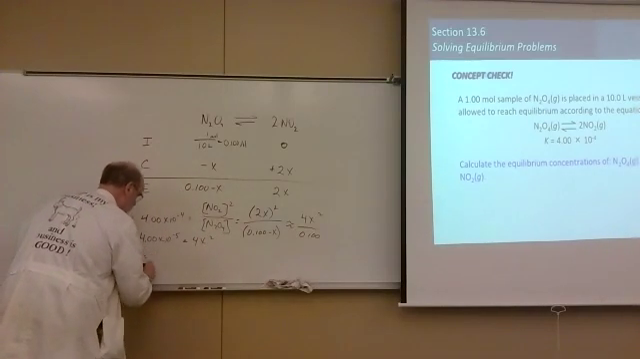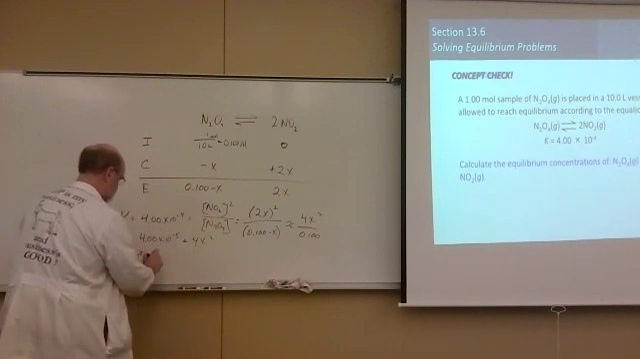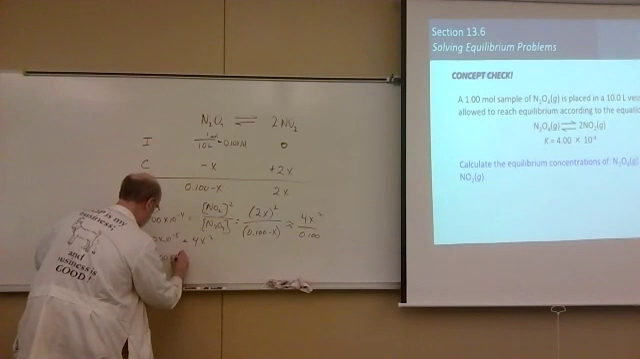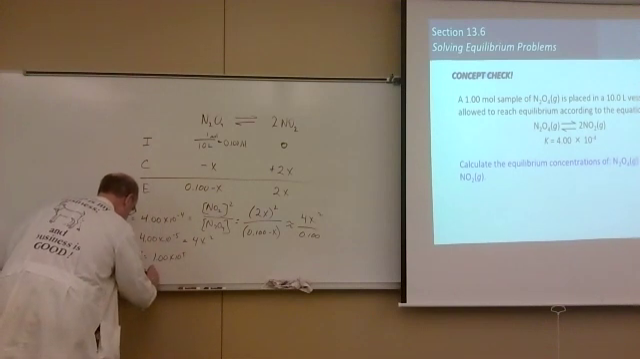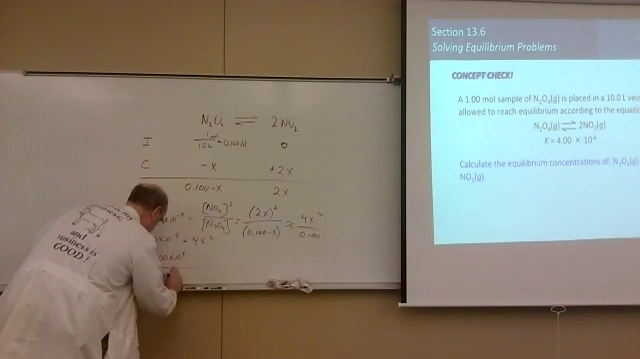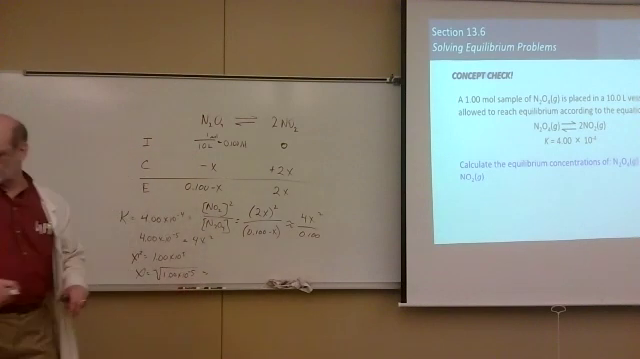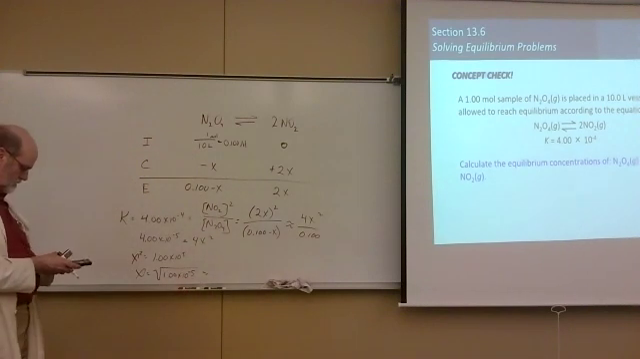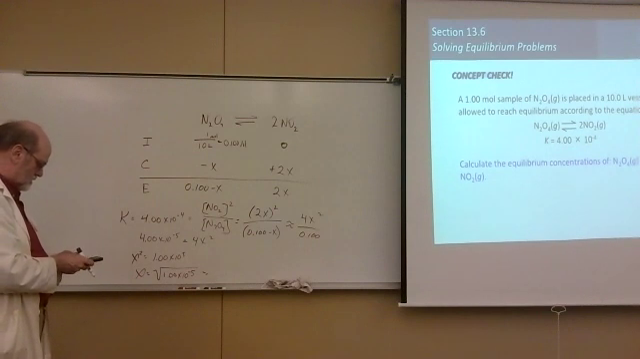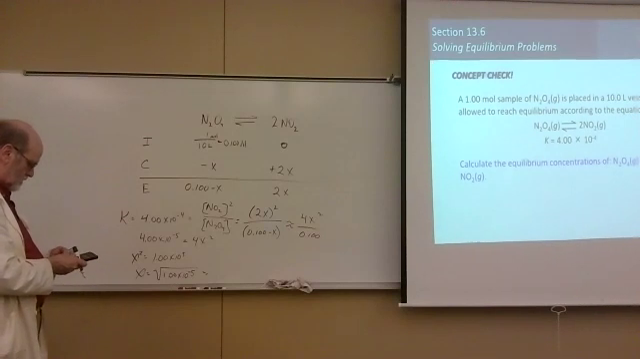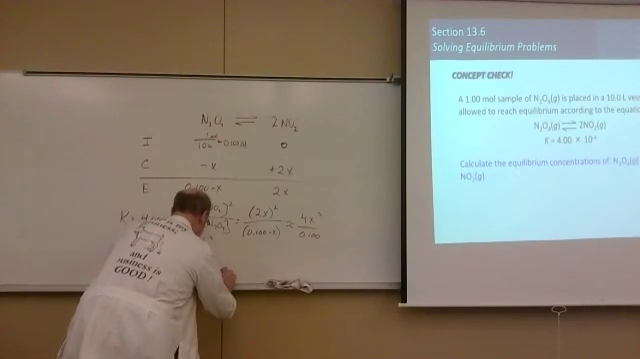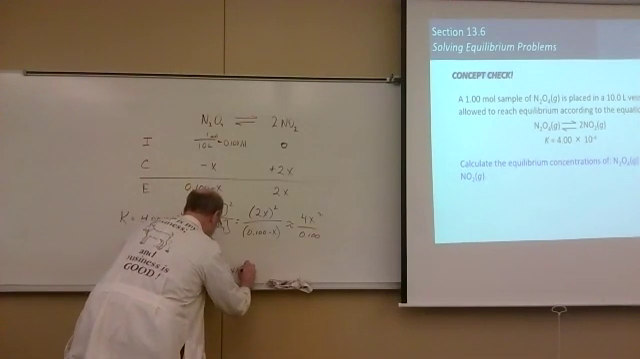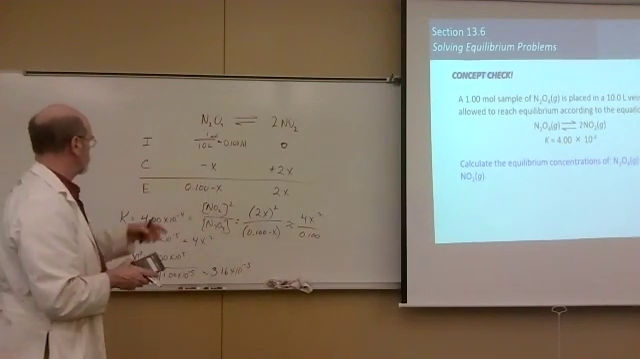Then x squared is equal to 4 divided into this, which is 1, times 10 to the minus 5th. And then x equals the square root of 1 times 10 to the minus 5th, which is equal to, square root. So I get 3.16 times 10 to the minus third would be this one.